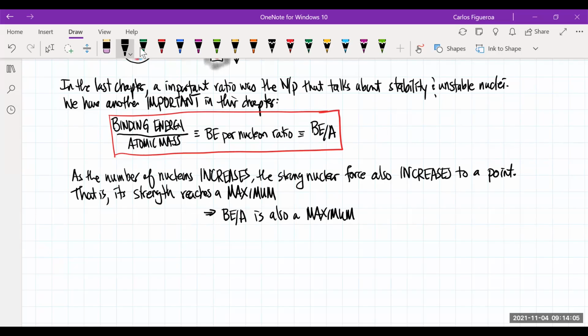And then what we find here is this. If too many nucleons, do I really want to say it this way?